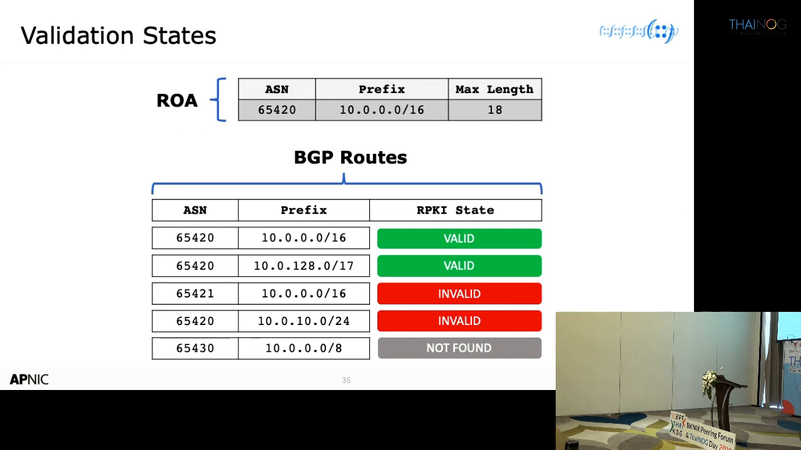Right? And APNIC's RPKI system at the back end is tied up to a route management system also, which auto-generates route objects for you. So you don't have to manually create both ROAs and route objects. Okay?